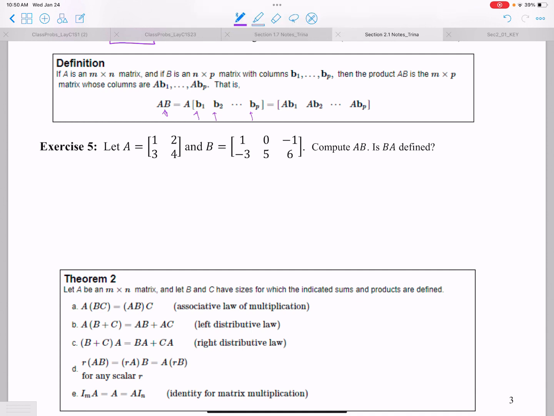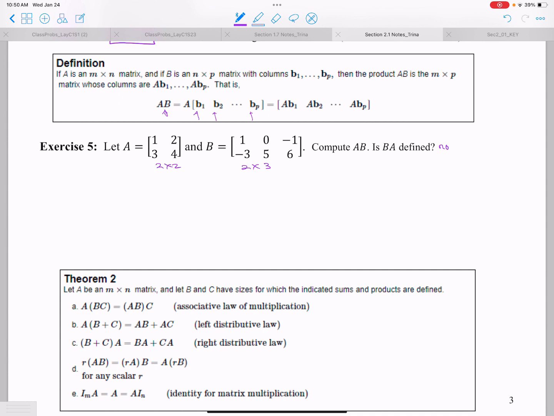Okay, so A is a 2 by 2 and B is a 2 by 3. So I can multiply A and B. And BA, notice, is not defined. I'm going to say no. But AB we can compute.